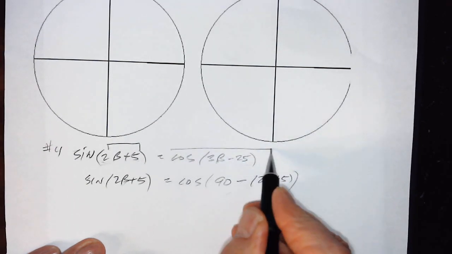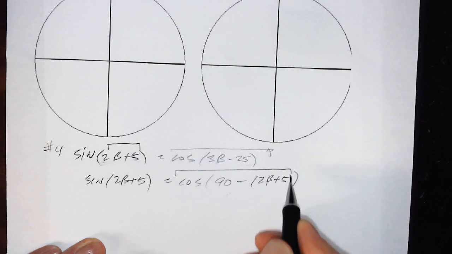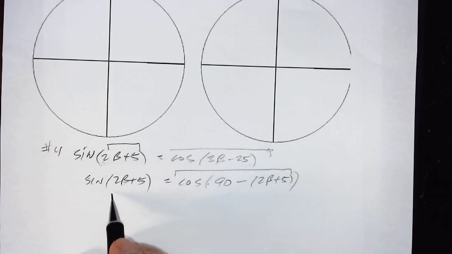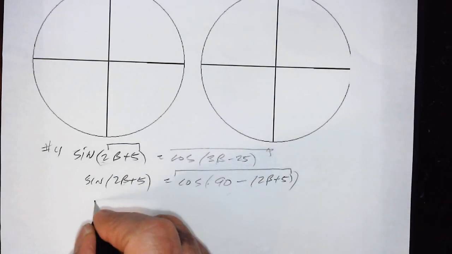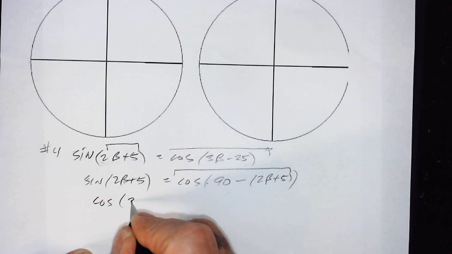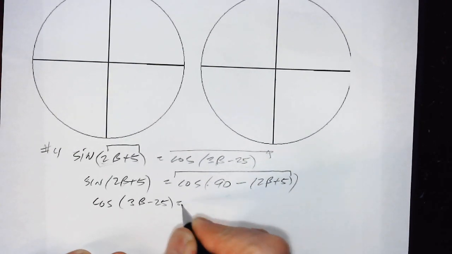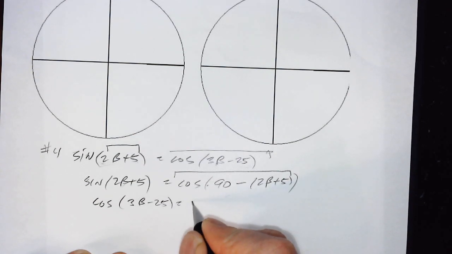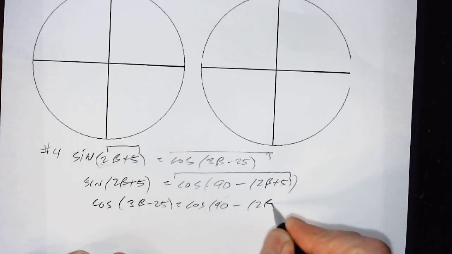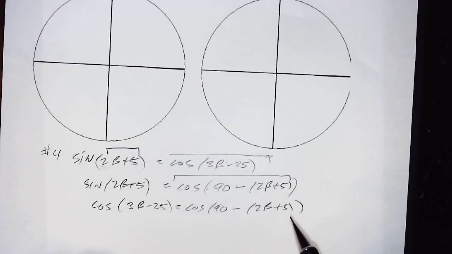This expression here, both of these expressions are equal to what's on the left-hand side. Therefore, we can say this. I can write it horizontally. The cosine of 3 beta minus 25 is equal to the cosine of 90 minus (2 beta plus 5), because this is equal to that.